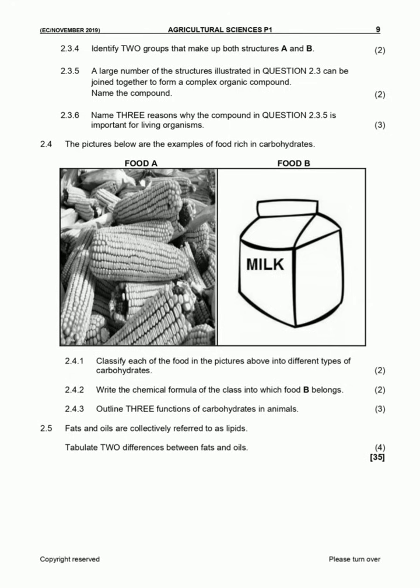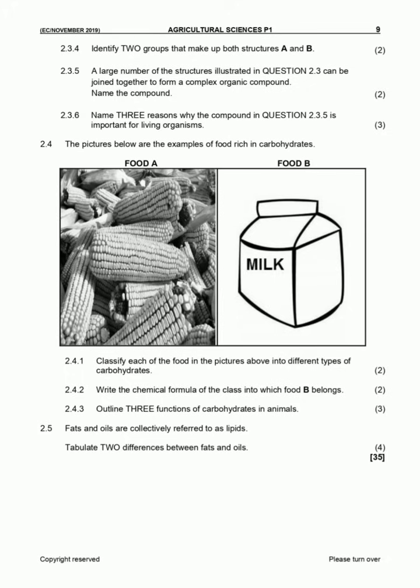So one of the things, if you haven't answered the first question: these structures represent the amino acids, right? So the two groups that make up amino acids are the carboxyl group and the amino group. So that is the correct one. A large number of the structures illustrated in question 2.3 can be joined together in a form of complex organic compound. Name that compound. So that compound is a protein. But again, go back to your notes, take your time, answer this properly.